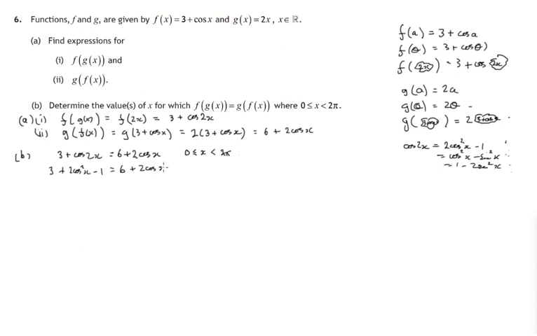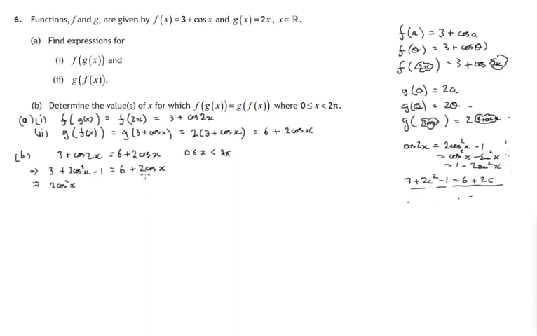And you know, it's looking very much like a quadratic equation building up here. If we had something like 3 plus 2c squared minus 1 equals 6 plus 2c, that looks like a quadratic, and we'd sort it all out with a c squared term, a c term, and a constant equals 0. So let's shuffle these around to see what goes on. So we have 2 cos squared x.